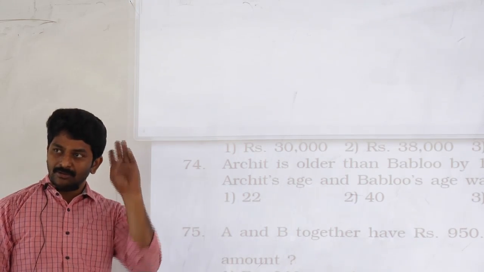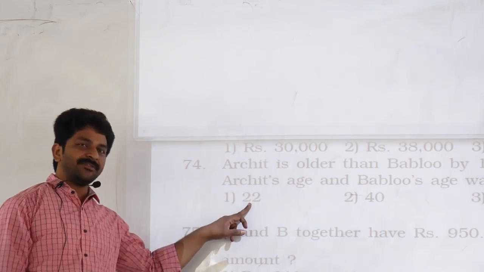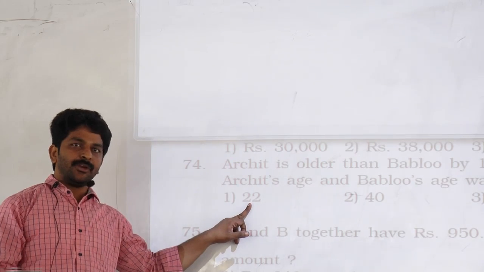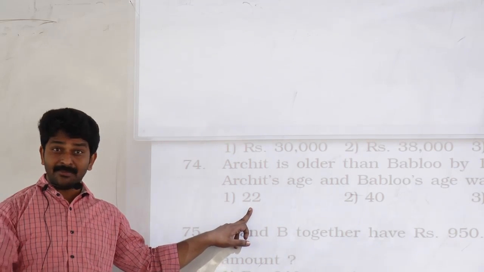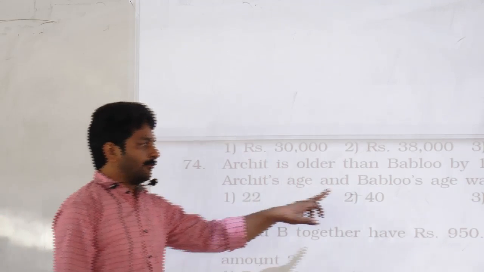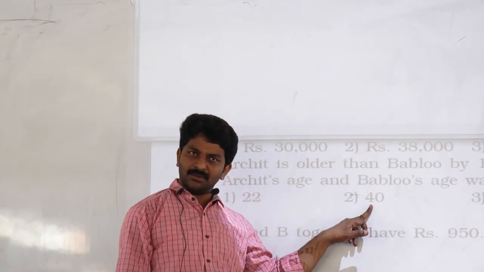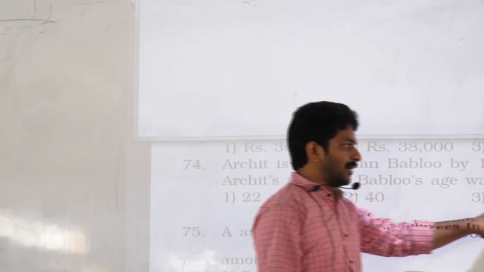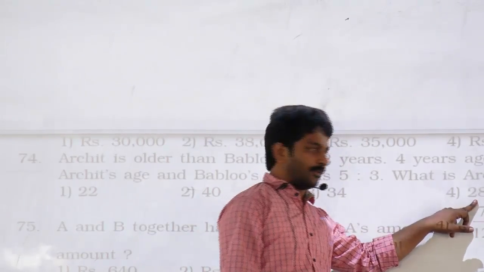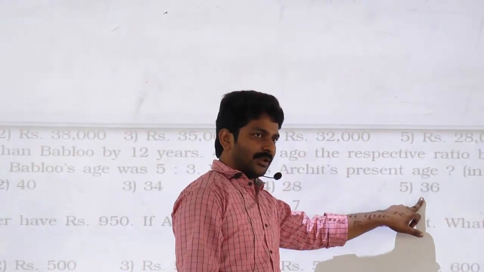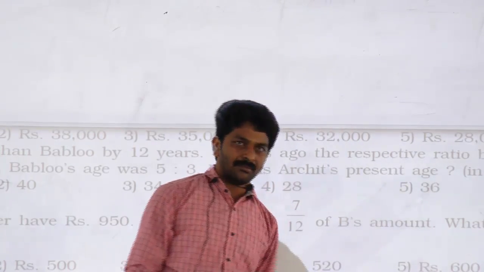When was that? 4 years back. Archit's age is 22. 4 years back, will that be a 5 multiple? No. Yes, 4 years back 30. 30 is a 5 multiple. 4 years back 24. 4 years back 32. You have only one number. That's it.